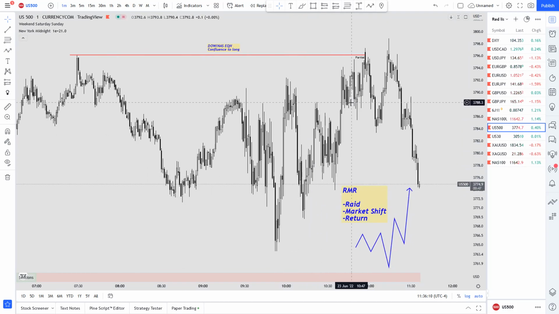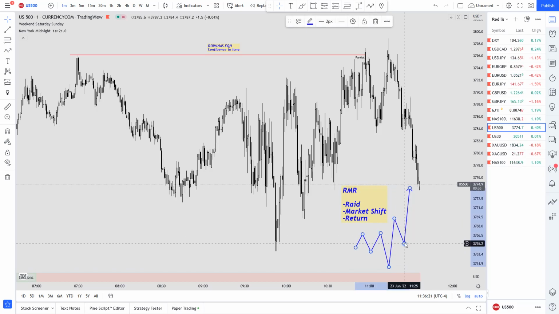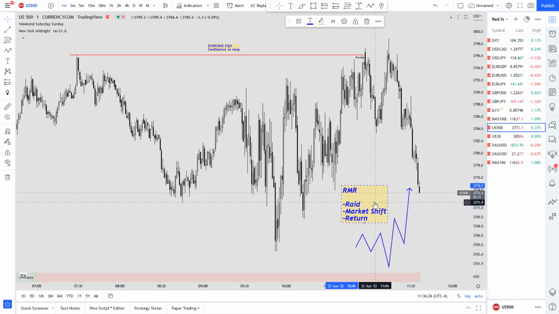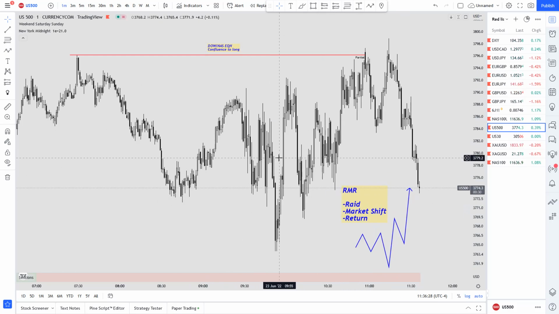We're looking at the S&P 500, and I'll show you how we are able to find an RMR pattern and take advantage of a long. So as always, the pattern, the RMR: we look for a raid, we look for a market shift right afterwards, and we look for a return, and we participate in that area and ride it to our objectives. So what do we see in this messy price action?